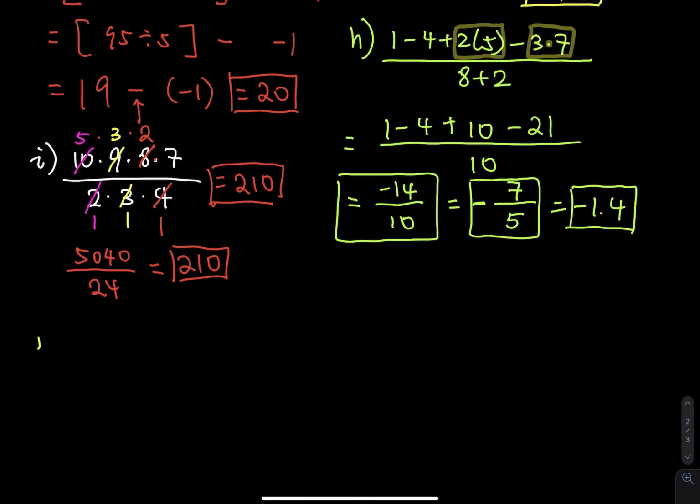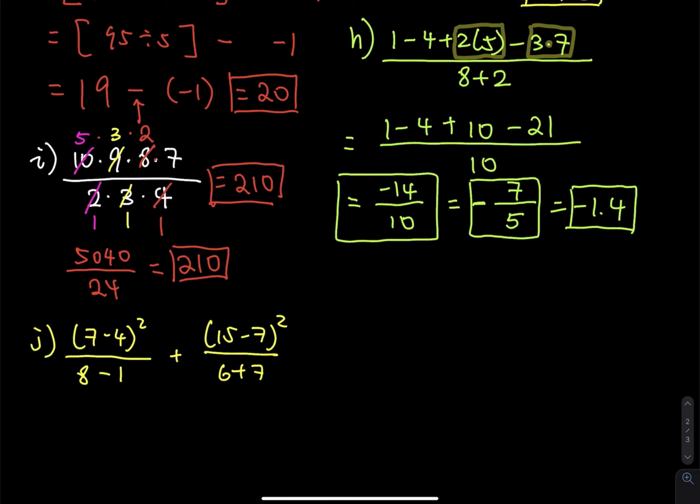So in part J, you have 7 minus 4 squared divided by 8 minus 1. And then you add 15 minus 7 squared divided by 6 plus 7. So 7 minus 4 is equal to 3. So we have 3 squared divided by 8 minus 1 is 7. Plus 15 minus 7 is 8. We have 8 squared. And then 6 plus 7 is equal to 13. And then we square the 3. 9 divided by 7. And then plus we square the 8. 64. Divided by 13. So this one they are not in a common denominator.